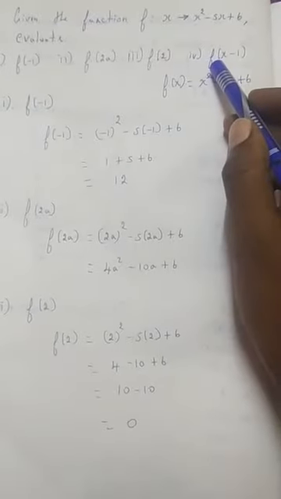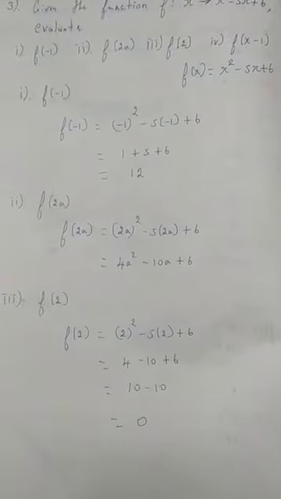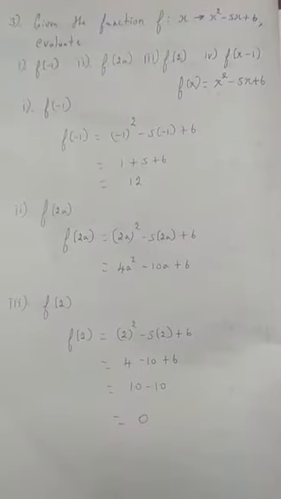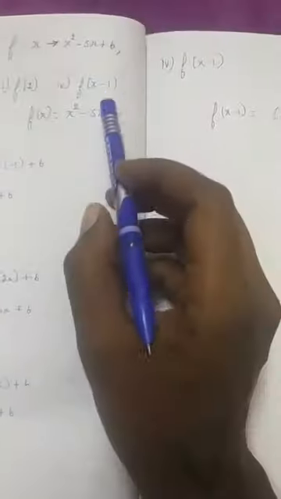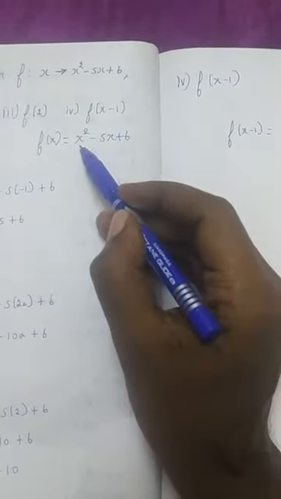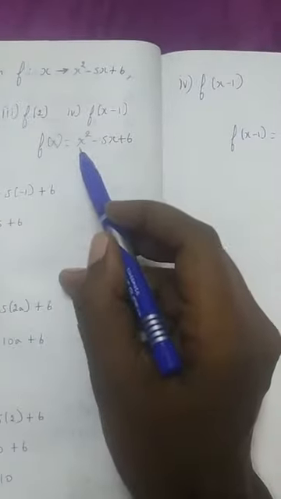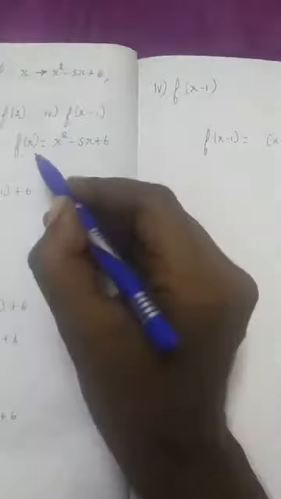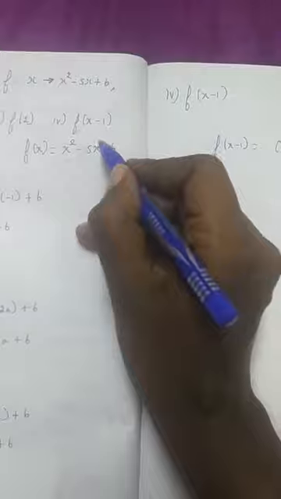And the last one is f of x minus 1. f of x minus 1 is nothing but we have to substitute x minus 1 in the place of x. So this question is a little big, right? So f of x minus 1 is nothing but we have to substitute x minus 1 in the place of x. So here we have x. So we have to substitute x minus 1. So x minus 1 square. Therefore whole square. Minus 5. Here we have x. So instead of x we have to substitute x minus 1. So x minus 1. Plus 6.